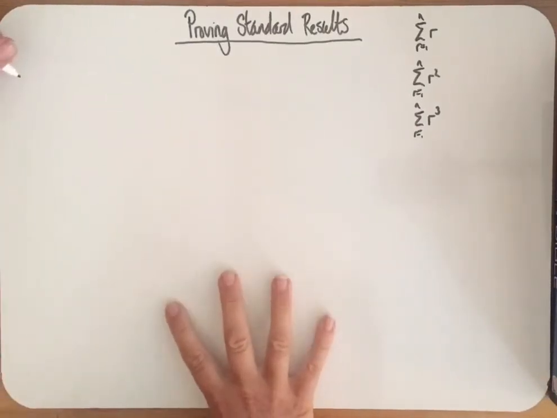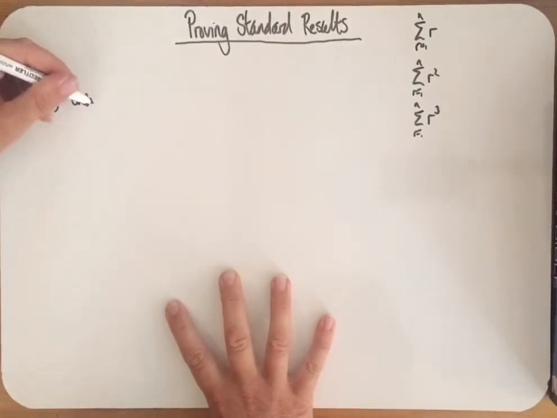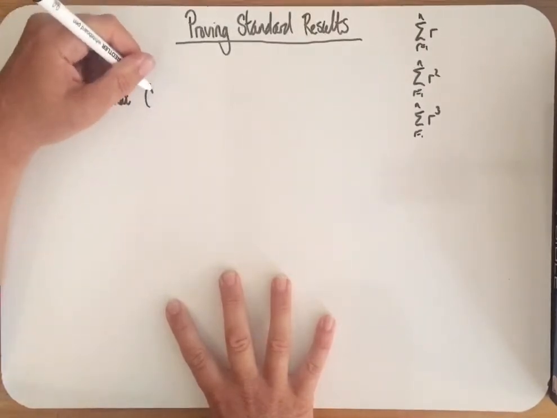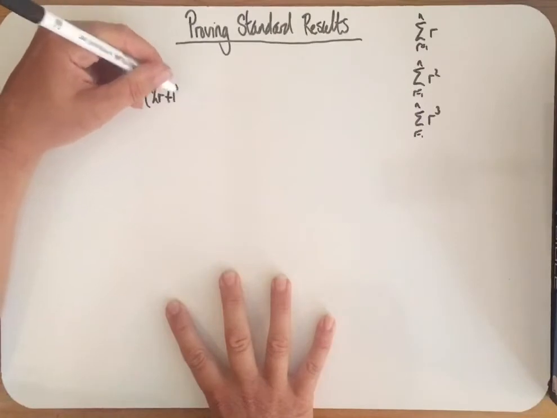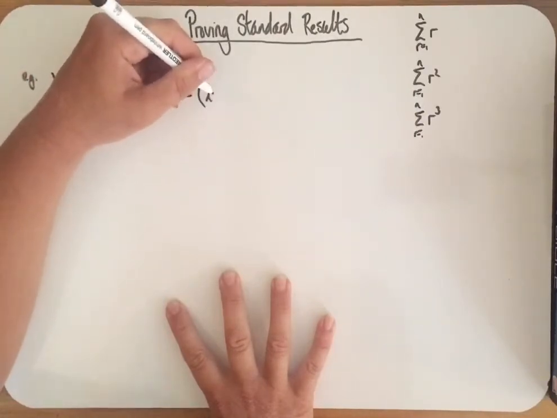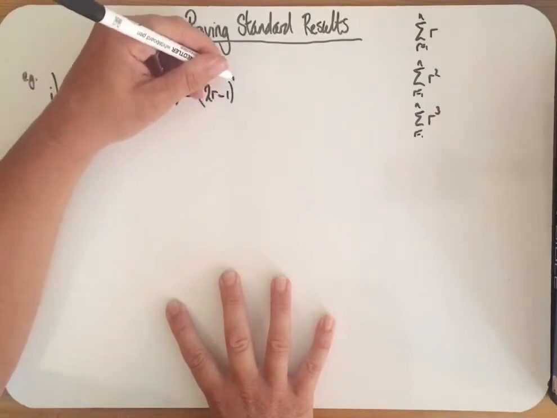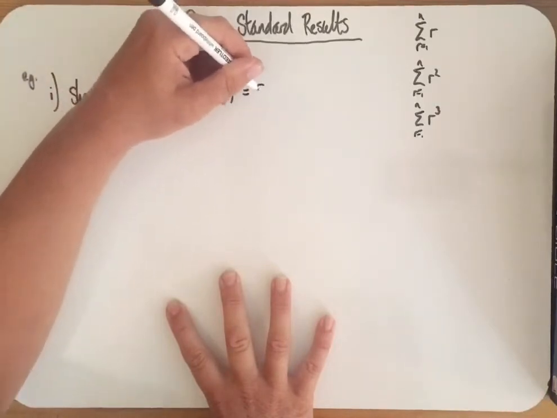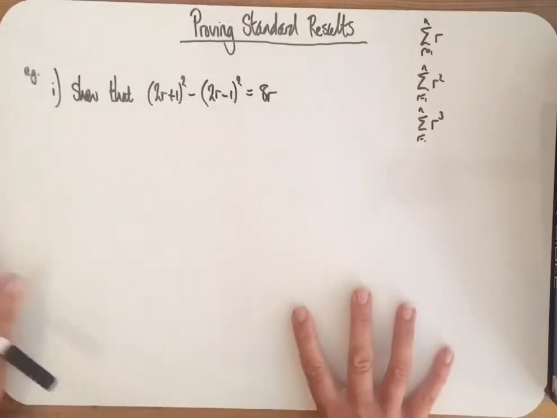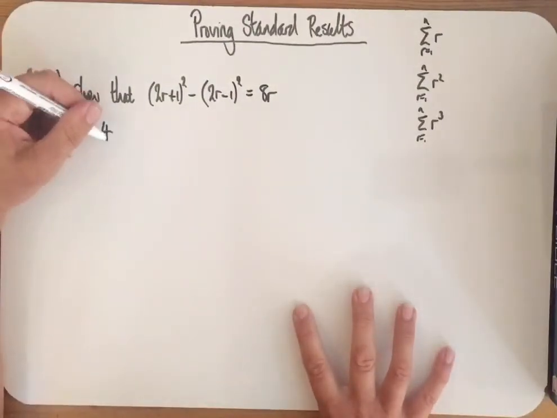So yeah, let's go for an example. To start with, we're going to show that 2r plus 1 squared minus 2r minus 1 squared equals 8r. So we've got our difference in there. This isn't particularly difficult actually.